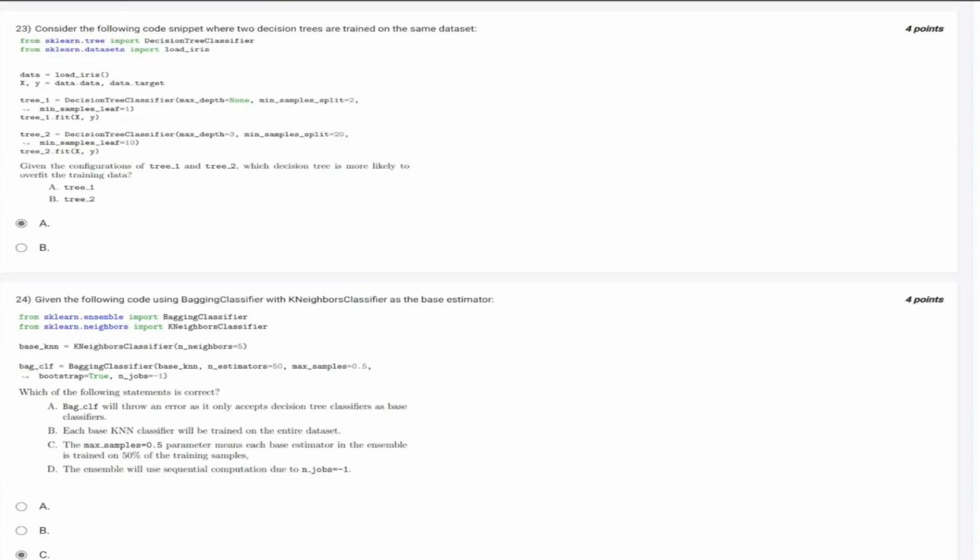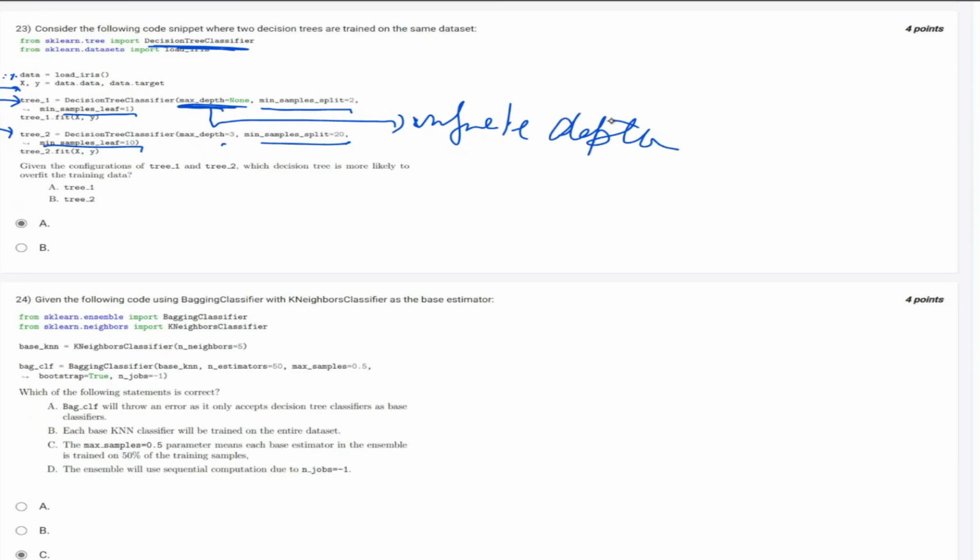Question number 23 asks about a decision tree classifier. You have your data, x and y, and you have a tree where max depth is None, min sample split is 2 and min sample leaf is 1. Another tree has max depth 3, min sample split 20 and min sample leaf 10. Of the configurations of tree 1 and tree 2, which decision boundary is more likely to overfit the training data? If max depth is none, that means you are allowing infinite depth, and we all know in a decision tree infinite depth means overfit.